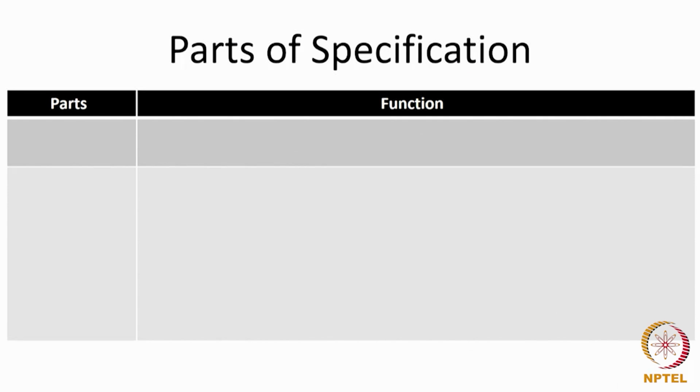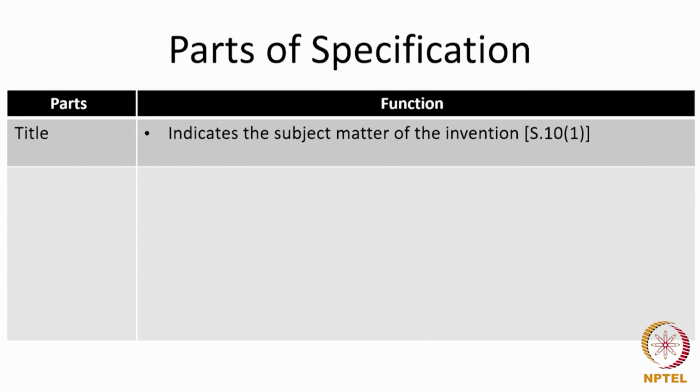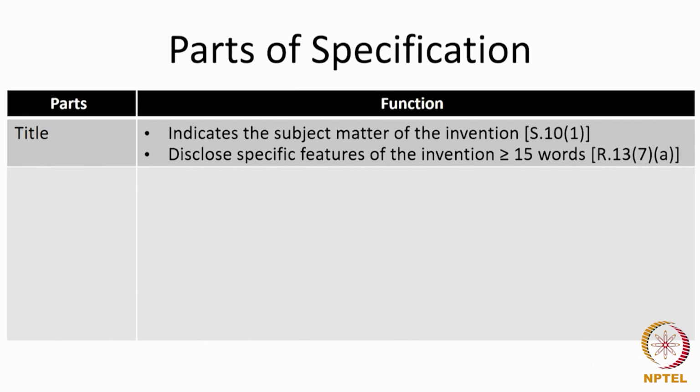Now, let us look at the parts of a specification. The title performs the function of indicating the subject matter of the invention and disclosing the specific features of the invention in not more than 15 words. So, you can see the section and the relevant provisions.